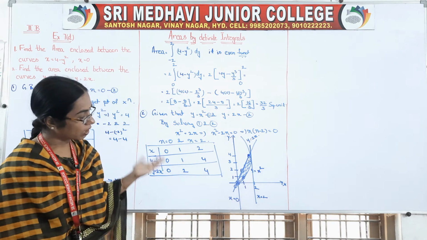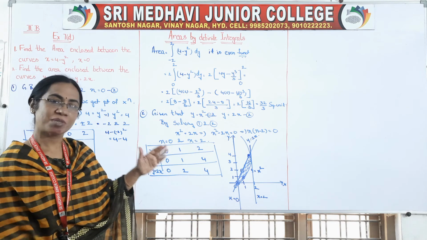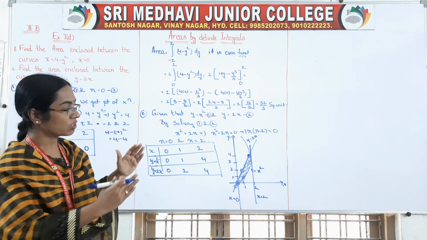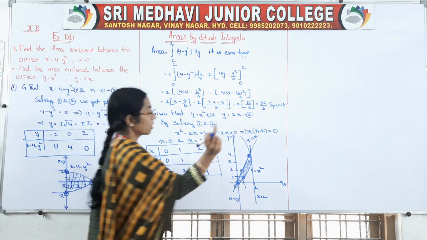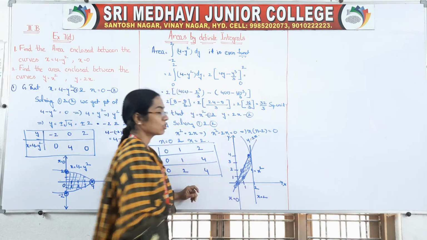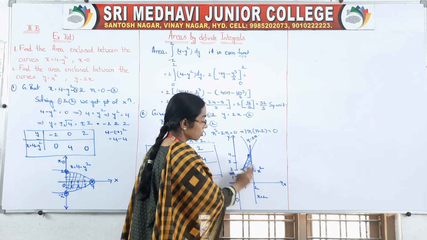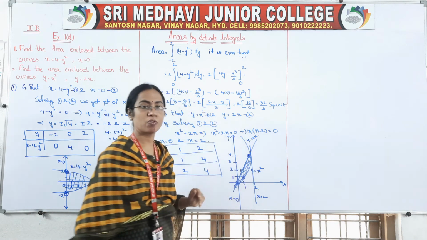So now observe in this area which comes first? First means upwards. Which comes upwards? Which comes downwards? So your line y is equal to 2x, this is the line, right? So y is equal to 2x comes upwards and y is equal to x square comes downwards.